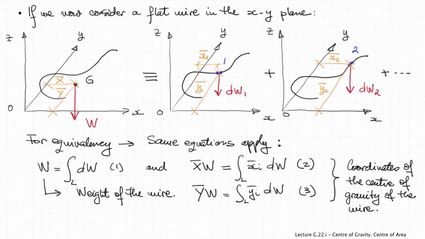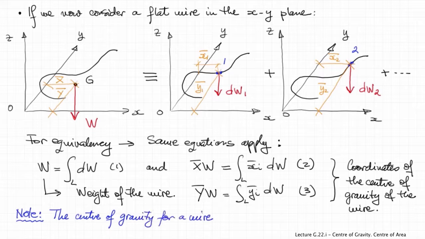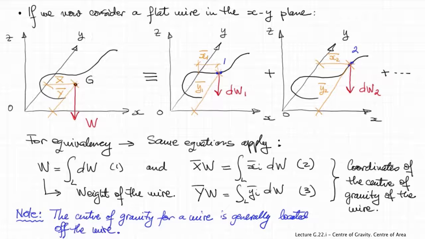Same as before for plate. Similar equations, similar principle. However, there is one major difference, and that is that in the case of the wire, depending on the shape of the wire, the center of gravity for wires is generally off the wire. It's not located directly on the wire. It's usually somewhere in the air, off the wire, as I said. So these are the ways for determining the center of gravity for plates and wires.